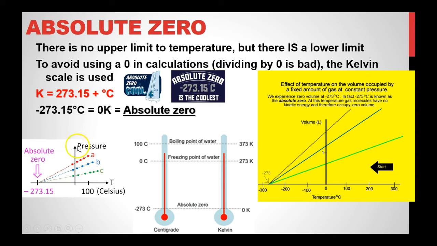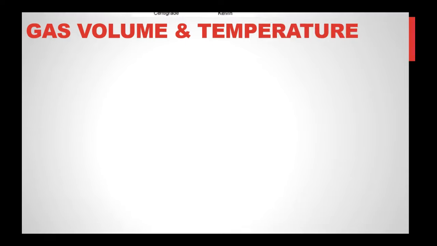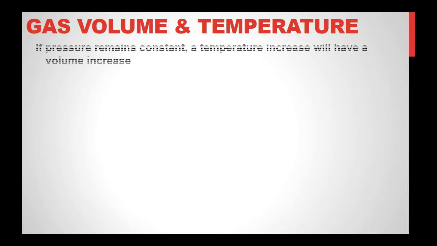So again, if I take these three gases and I plot them out, decreasing their volume, eventually they will all converge at negative 273.15. But again, for our purposes here, just round that to 273. That's absolute zero. Now, let's talk about volume and temperature.